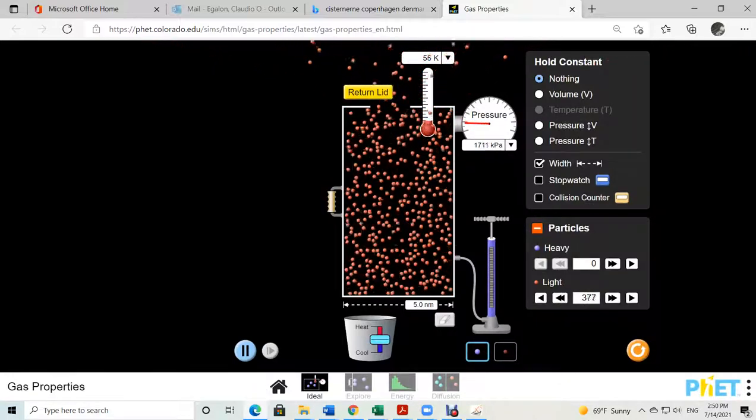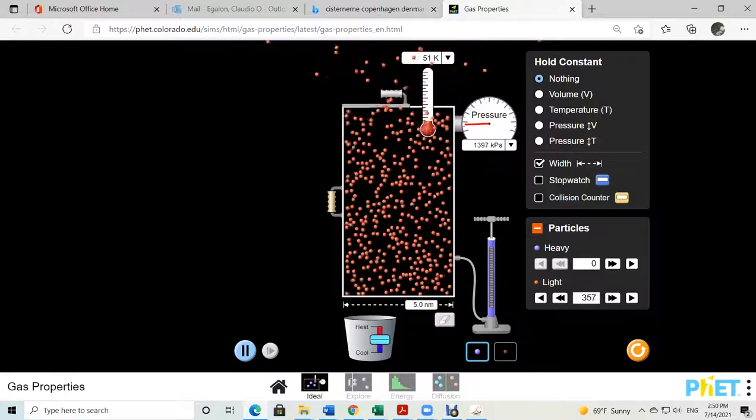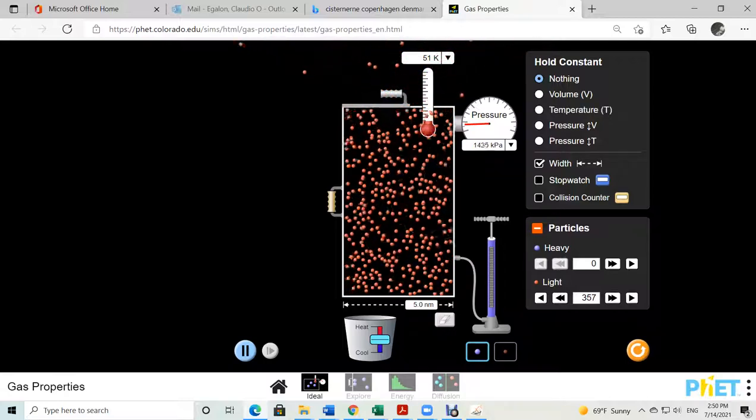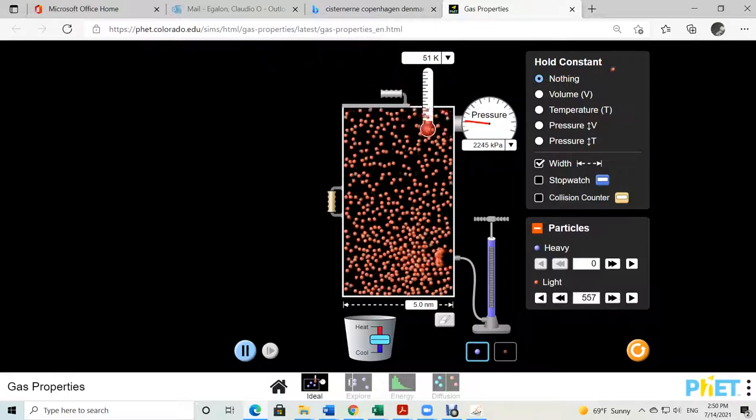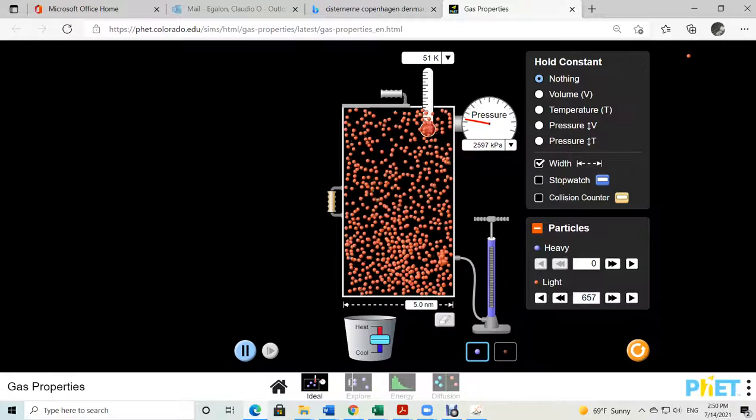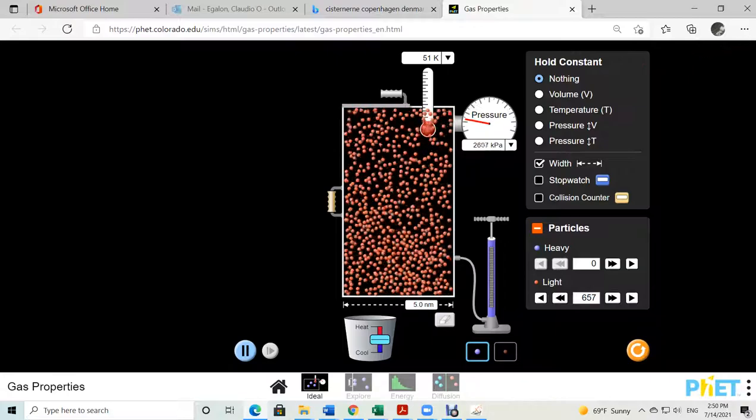Okay, I went as high as I could. Hit the lid, right? Keep on increasing the particles again. Here you go. It's going to pop again, right? Pop up again. Here you go. The pressure keeps on increasing. Let's see what's going on.